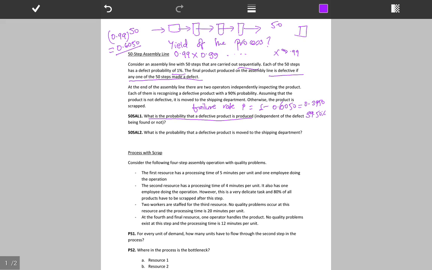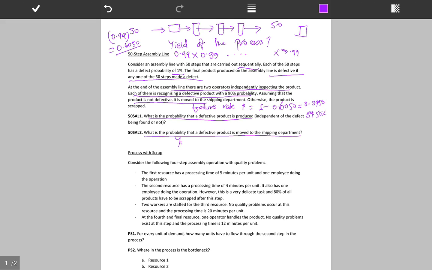The next question asks, at the end of the assembly line there are two operators independently inspecting the product. Each of them is going to recognize a defective product with a 90% probability. Assuming that the product is not defective, it's moved to the shipping department, otherwise the product is scrapped. What is the probability that the defective product is moved to the shipping department? Well, what needs to happen for a defective product to be moved to the shipping department? That means a defective product is not caught. A defective product is caught if just one person catches it, right?